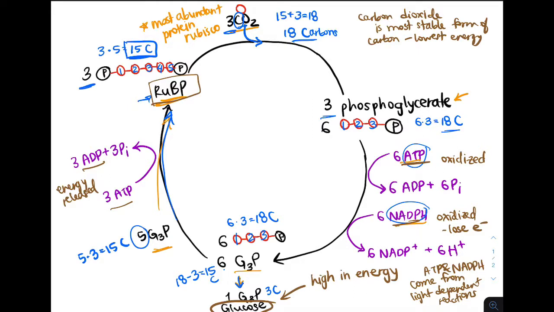Now, the last thing you should know is the 3 stages of the Calvin cycle, which are carbon dioxide fixation, reduction, and regeneration. Here we fix carbon dioxide onto RUBP. Here we're going to reduce carbon dioxide into glucose using the energy from ATP and NADPH. And then here we will regenerate or recreate RUBP from G3P. And that for you is the Calvin cycle.